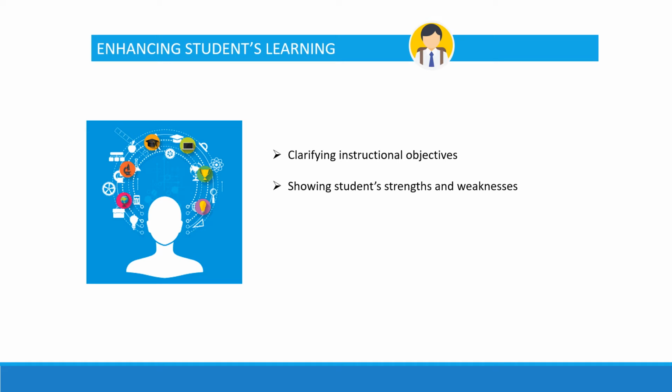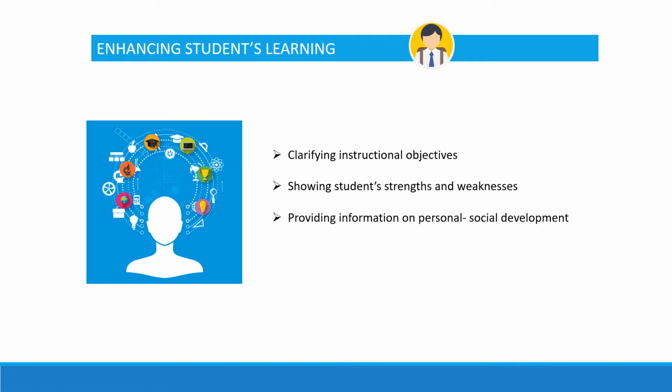Number two is showing students' strengths and weaknesses. Through the grading and reporting system, students are able to distinguish the areas or points where they are having difficulties, and the areas or points that they are comfortable with learning. Through this, they can enhance their overall learning because they have this information on what areas they need to improve and what areas they need to improve more.